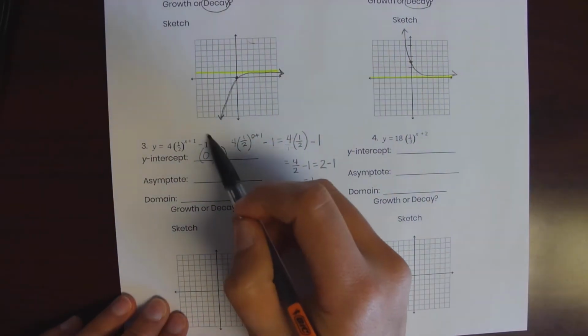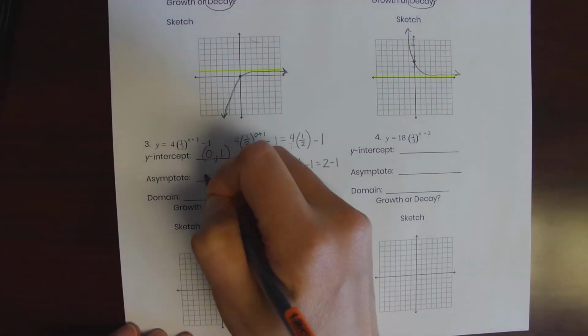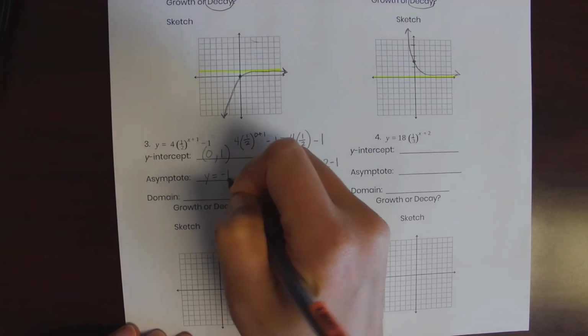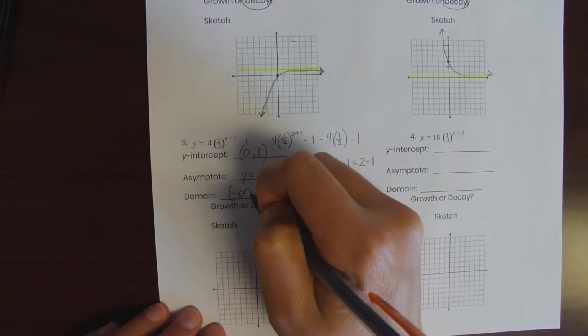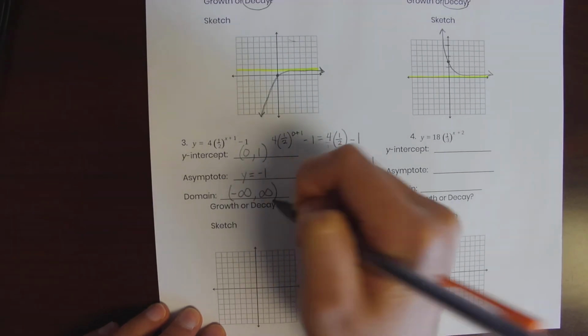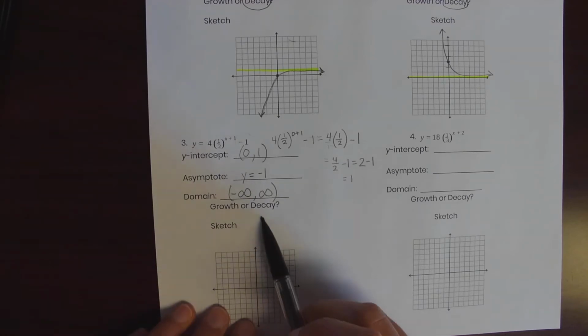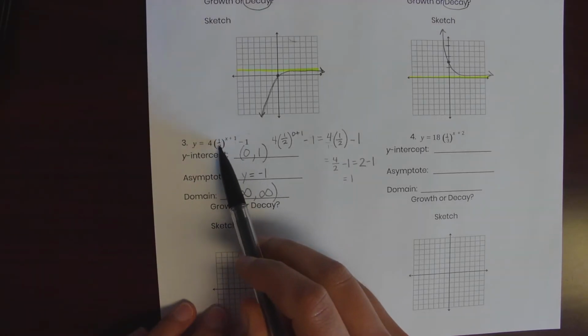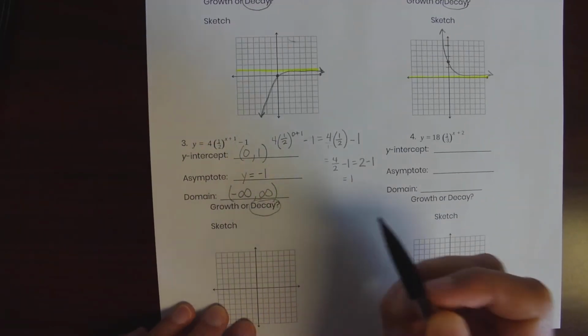My asymptote is going to be this number minus 1. So it's going to be y equals -1. My domain is going to be the same, negative infinity to positive infinity. Okay, and then is it growth or decay? So I look at this number here right next to the exponent. 1/2 is between 0 and 1, so I know that it's decay.